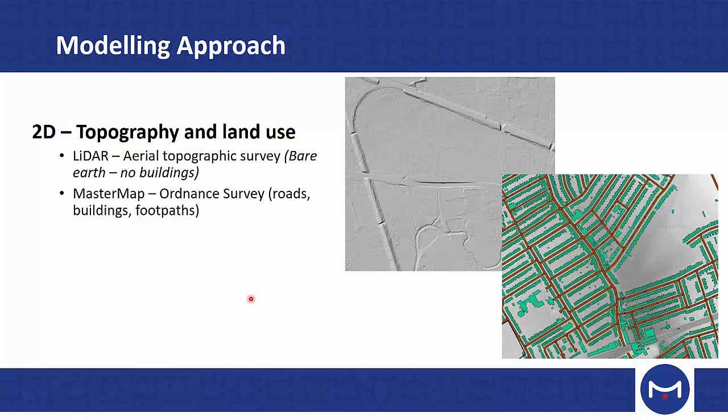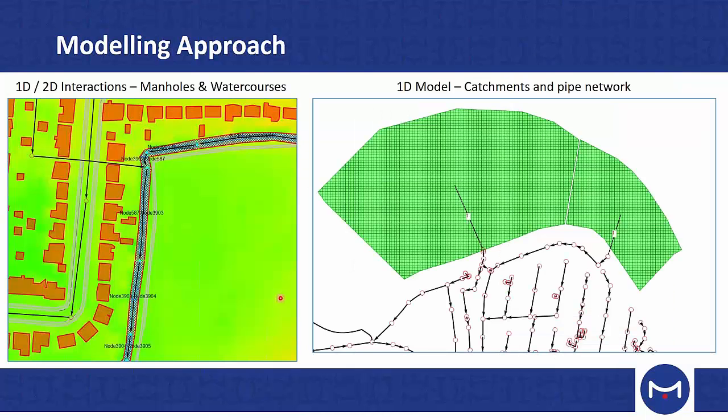So the data set we use to add back in those features is the Ordnance Survey Master Map data set. Again, the right hand image here shows an example of what that looks like. So we use that to pull back in the key features that influence flooding. And in this case, the main ones were roads, buildings, and footpaths within the urban environment. So just a couple of examples of what the model actually looks like.